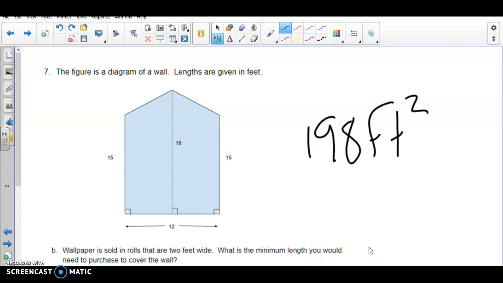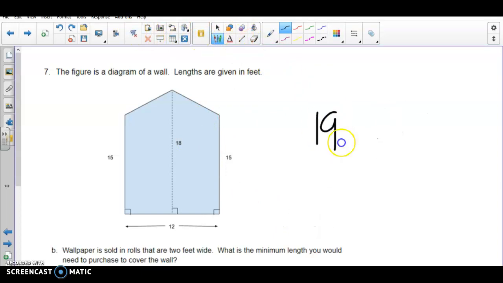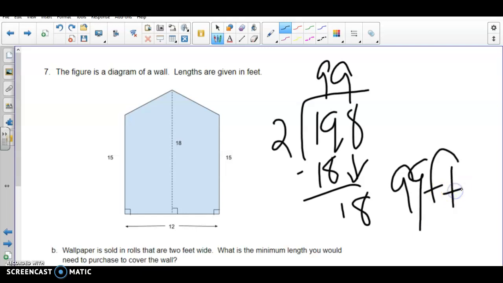Okay, so if they're sold 2 feet wide, well, I'm going to take that 198 and I'm going to divide it by 2. Let me move my answer so I have a little bit of room to do the math. Okay, so 198 divided by 2, and it's almost 200. So then my answer should be around 100. 2 goes in 19 9 times with 1 left over, bring down the 8. 2 goes in 18 9 times. So the minimum length that I would need would be 99 feet. Okay, that's what I would need, 99 feet.